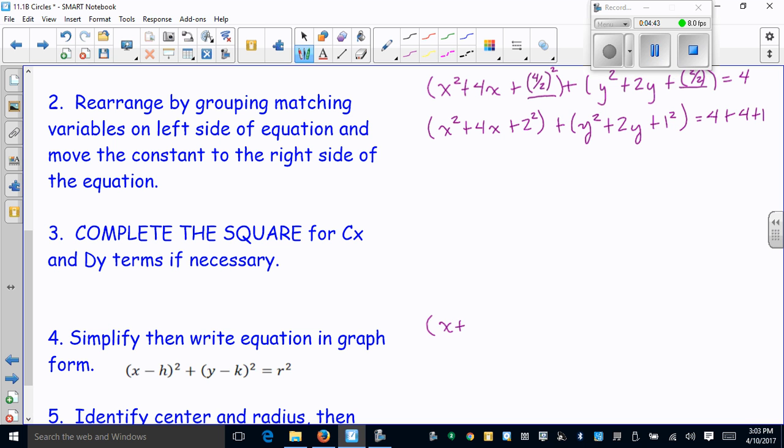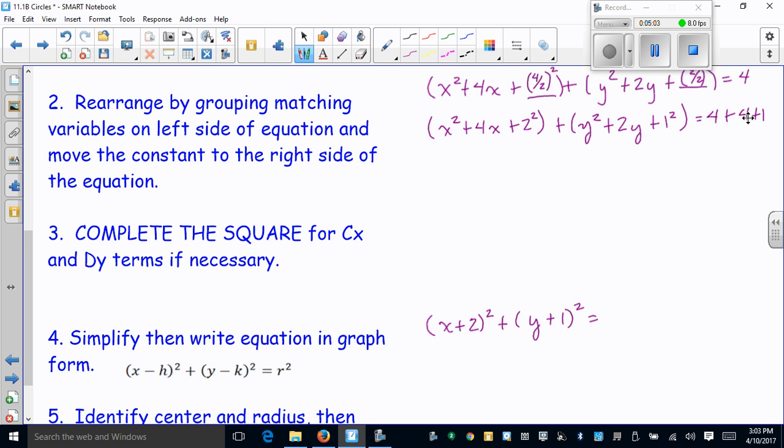Plus, again, the square root of this guy, which is just y, plus the square root of this guy, which is 1 squared, equals, and then add this up, 4 plus 1 gives us 9.